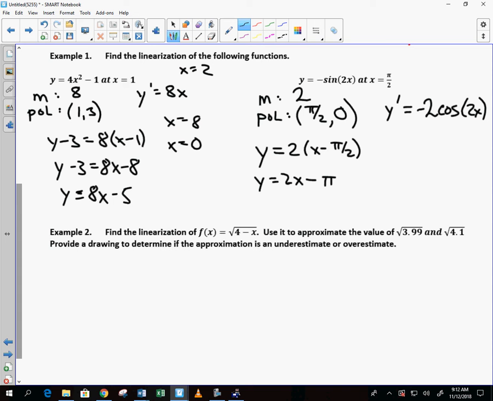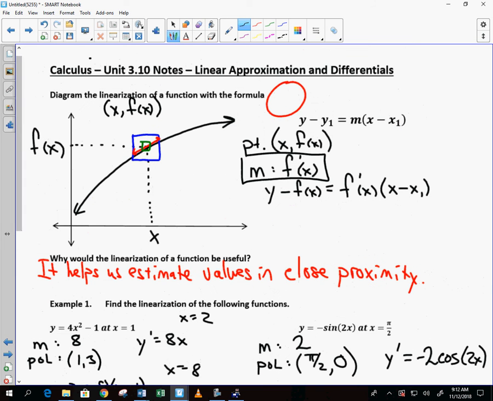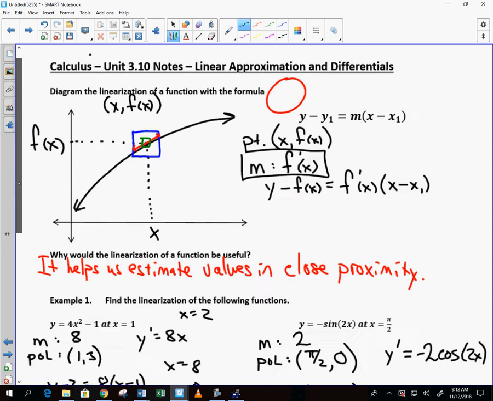I know you guys can do this skill. The question is, do you understand that if they ask on the AP exam, find the linearization, you'd just be finding the equation for the line tangent? What would help you remember that? Linearization, line, yeah. Probably find a derivative.